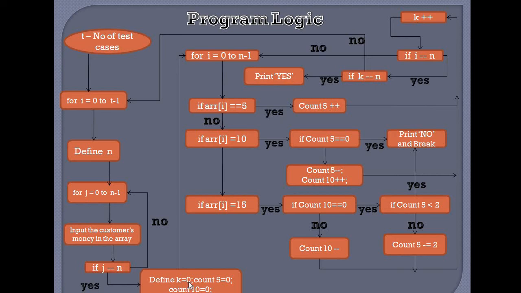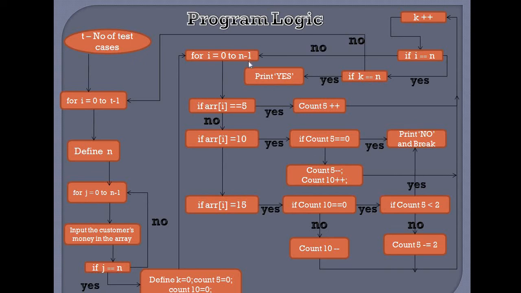Here we define 3 variables, k, count5 and count10, with initial values 0, 0 and 0. Here k signifies the number of customers served by the ice cream chef so far, which in the very beginning is 0, and count5 keeps track of the number of 5 rupee coins in the chef's wallet, which again in the very beginning is 0, and count10 keeps track of the number of 10 rupee coins in the chef's wallet, which is also 0. After this, the program control is transferred to this loop.